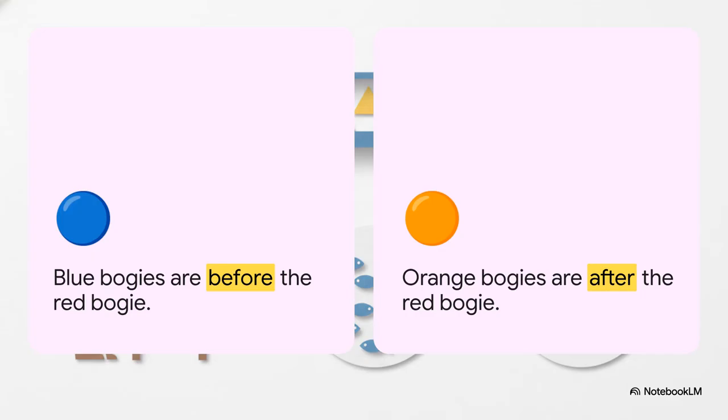All right, returning to our red bogie, if we check out the blue bogies, they are rolling along the tracks before the red one. They arrive first. But the orange bogies, they're trailing behind. They come after the red one. Before means in front of or earlier in the line. After means behind or later in the line. See? It's all about the sequence.